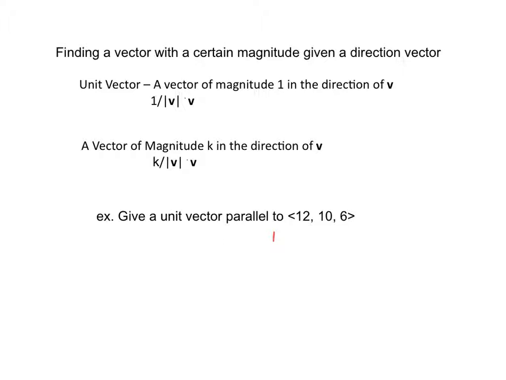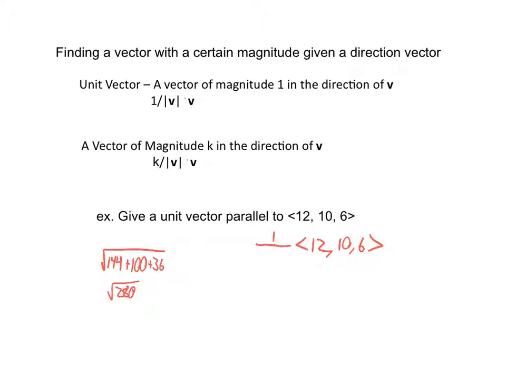Multiply by 1 over what? The magnitude. The magnitude of this, okay? So I need to figure out what that magnitude is, right? So, I know what I need to do. Okay? The square root of those. So yeah, go ahead and take a minute and find that. Alright, so if you do this, the magnitude here is going to be the square root of 144 plus 100 plus 36, square root of 280.